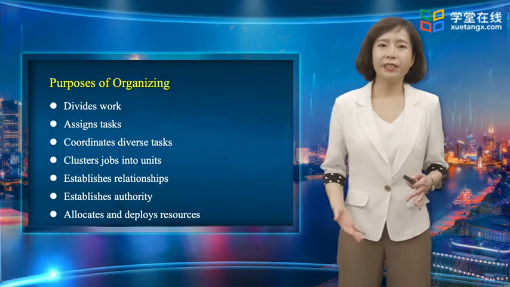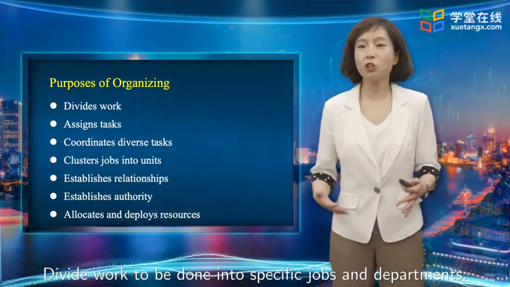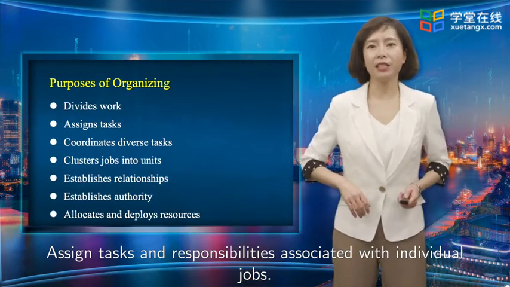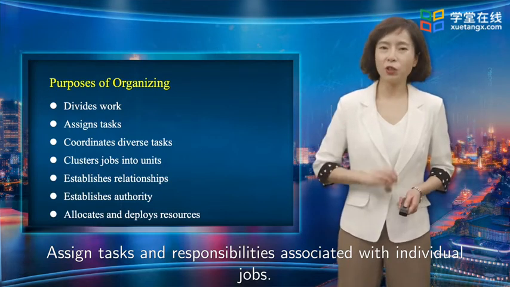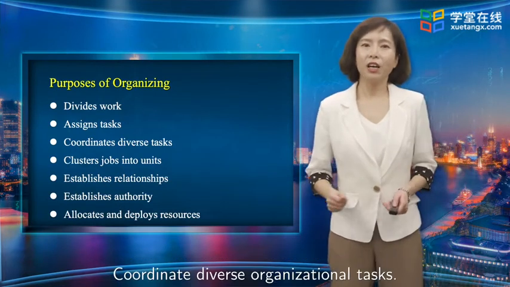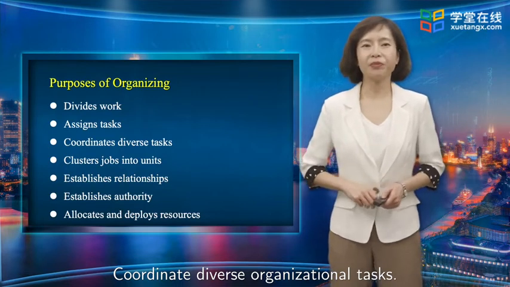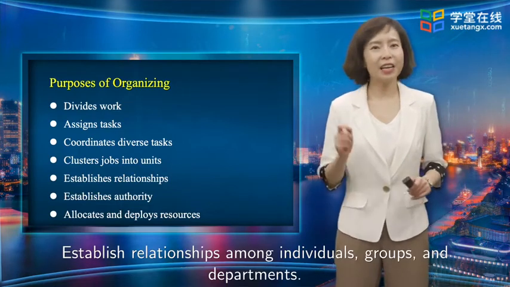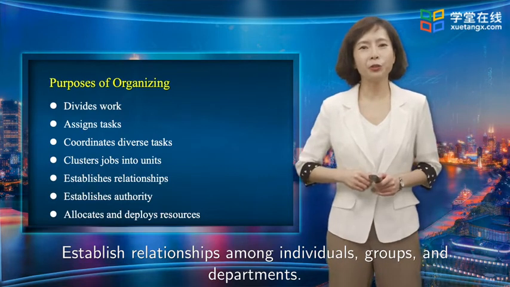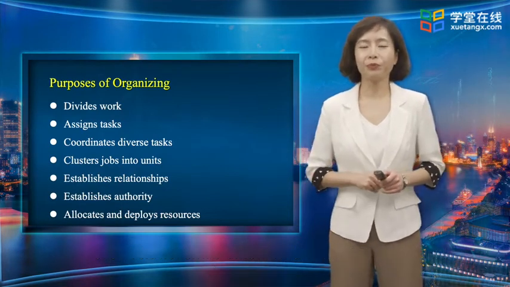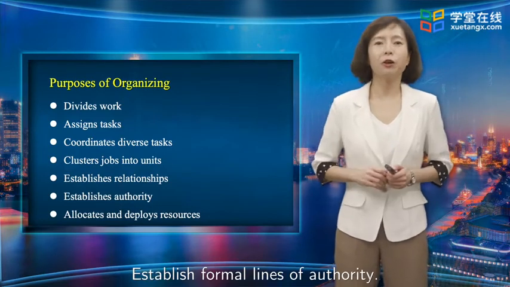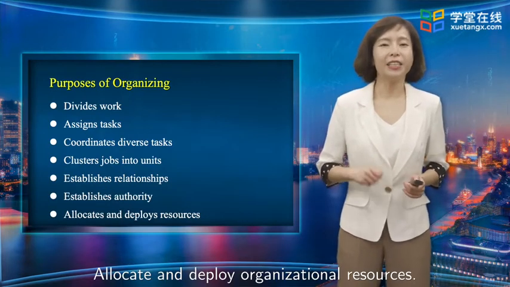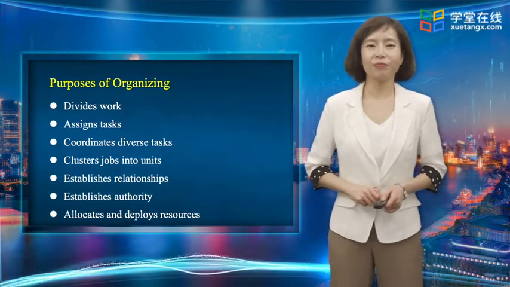Number 1, divide work to be done into specific jobs and departments. Number 2, assign tasks and responsibilities associated with individual jobs. Number 3, coordinate diverse organizational tasks. Number 4, cluster jobs into units. Number 5, establish relationships among individuals, groups, and departments. Number 6, establish formal lines of authority. Number 7, allocate and deploy organizational resources.